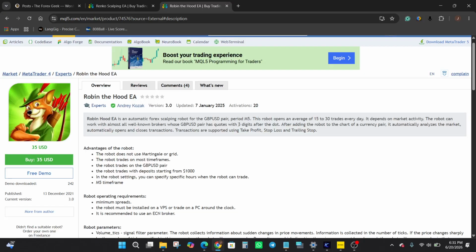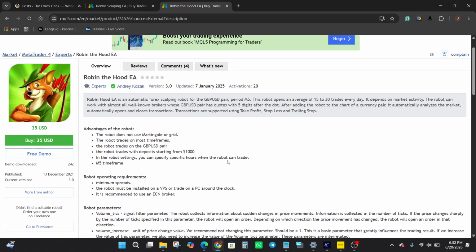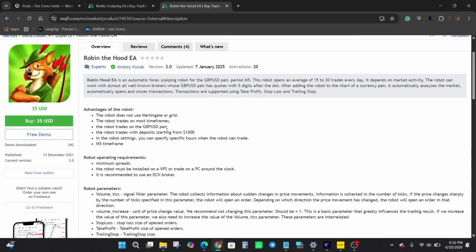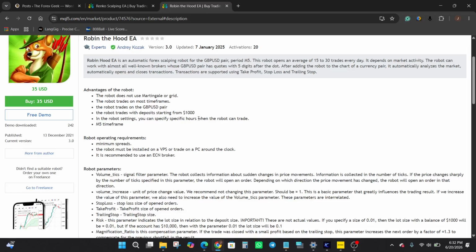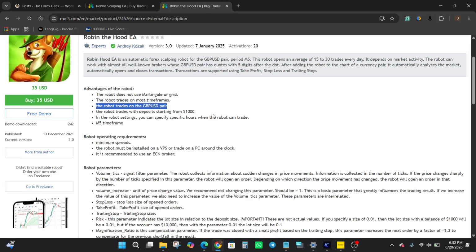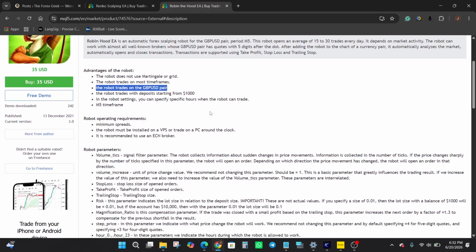One of the notable points highlighted by the developer is that the EA does not use martingale or grid trading techniques. That's something many traders specifically look for when evaluating automated systems, so it is useful information to have directly from the product page.